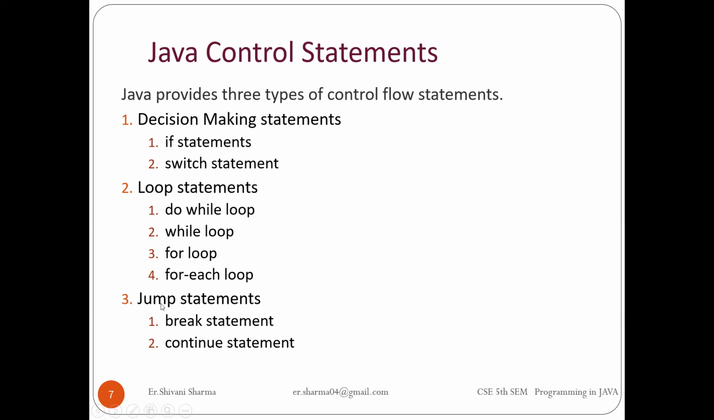There are also jump statements. Jump statements include break and continue, and there is no goto statement in Java. There are only two jump statements available in Java, that are the break statement and the continue statement. There is no goto statement in Java. Instead of the goto statement, we use the concept of the labeled loop in Java.